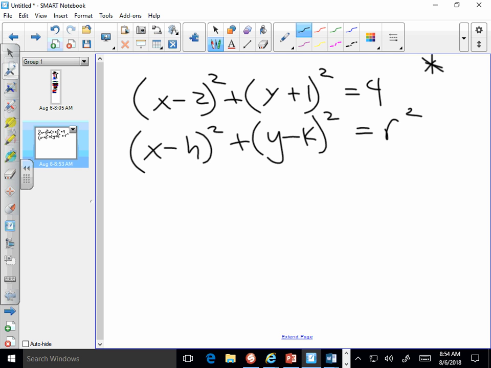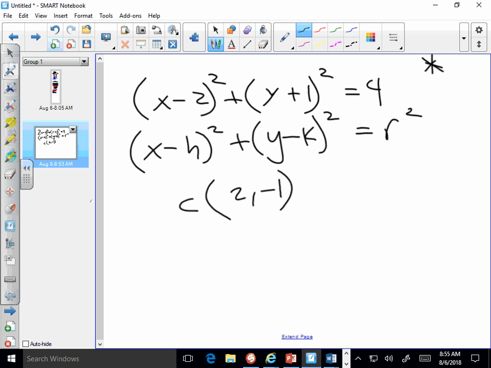I have to be plugging something in here, Louisa, that's going to turn this into that. If I just plug a 1 in here, it's going to be y minus 1. I don't see y minus 1. I see y plus 1. So I must have the opposite of this. So I think my center is located at 2, negative 1. Any questions on how we got that center?